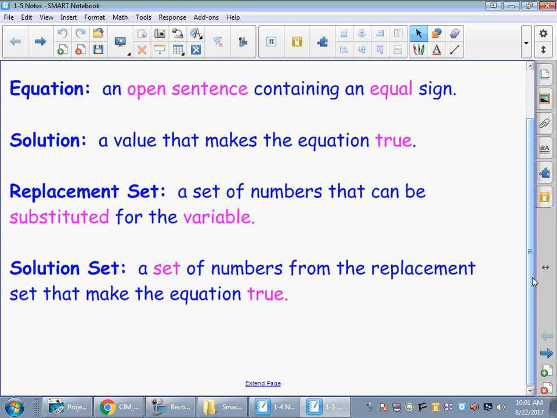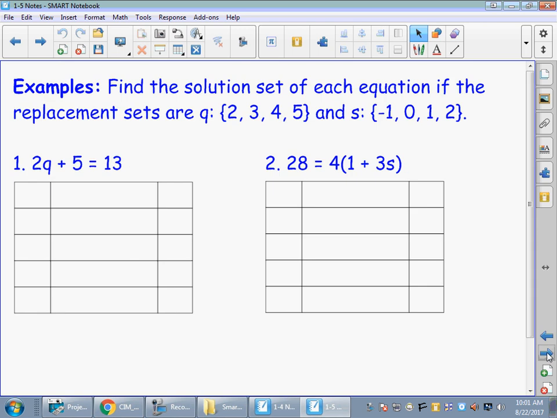So you have to kind of forget about all the past stuff that you know about equations. We are going to go very simple in the math aspect of equations here today. So let's just jump right into it.